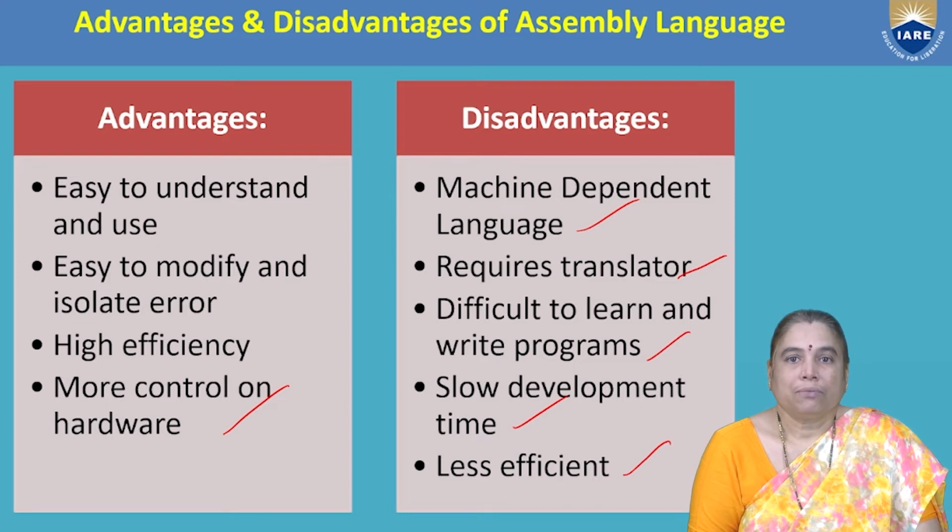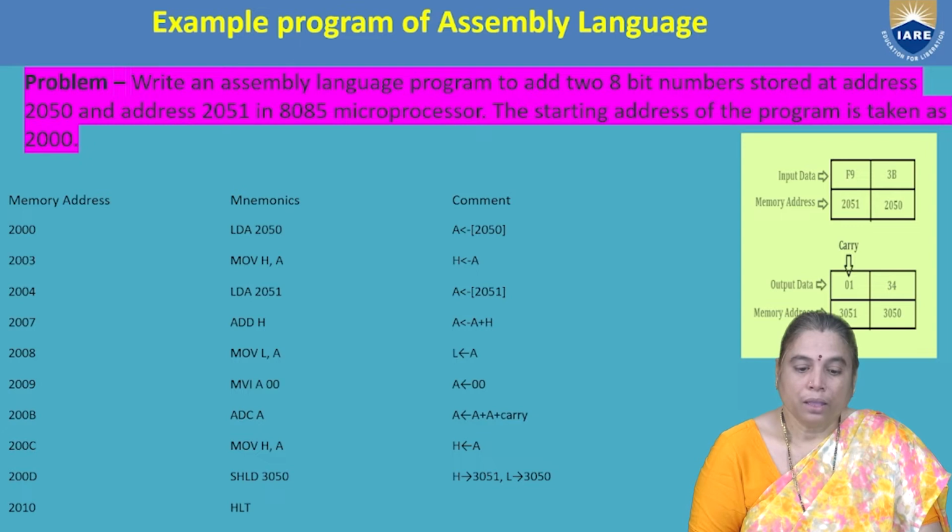So there are 3 levels of programming languages: low level language, high level language and middle level language. In the low level language, we discussed 2 subcategories, the machine language as well as the assembly language. Machine language can be directly understood by the computer, but the assembly language needs a translator, called the assembler, for converting the assembly language program into the machine language. So this is an example of assembly language code.